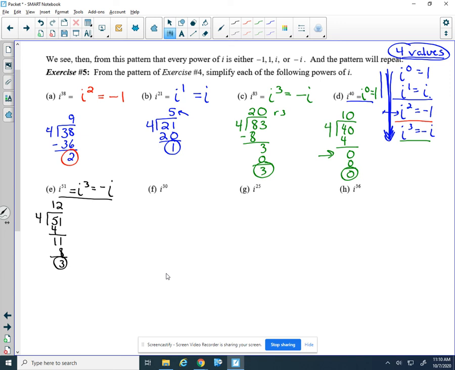i to the 30th, 30 divided by 4 has a remainder of 2. So this is i squared, which, looking at my chart, is negative 1. And you want to memorize those 4 powers of i, but also realize that you can look them up now as you're starting to learn them. 25 divided by 4 goes in 6 times. So I have 1 left over, so this is equal to i to the 1st, and that's i.